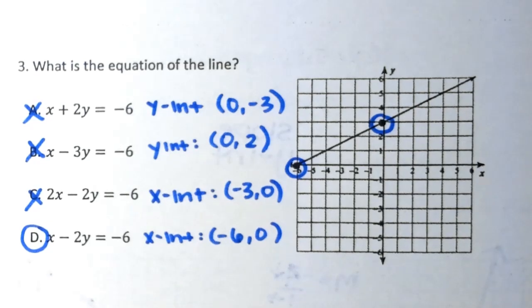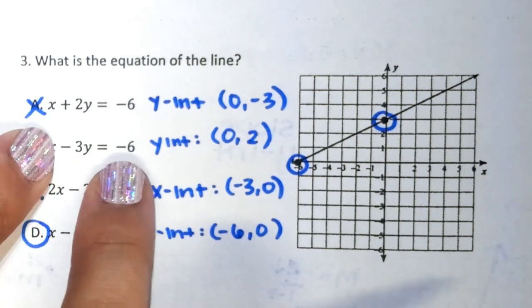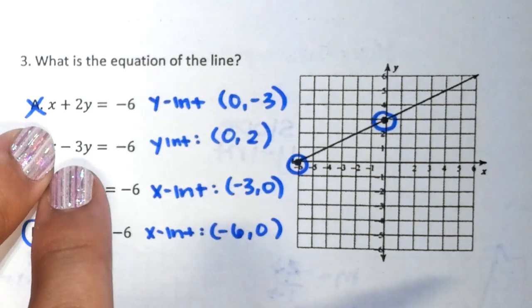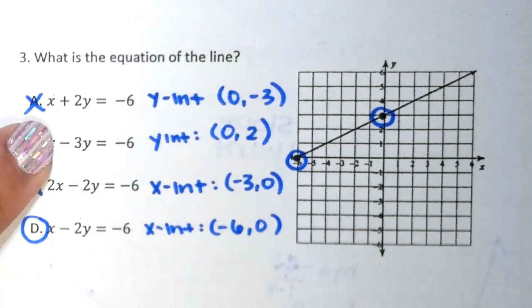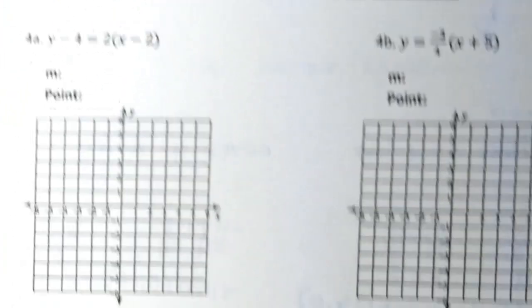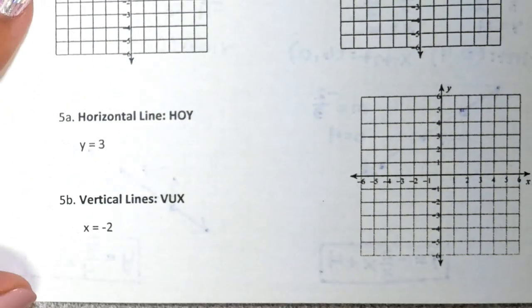So that is the answer. How come it wasn't B? Because if you cover up the y, negative 6 divided by negative 3 is 2. Yes, yes. All right. Can y'all go to the bottom of this page, please?